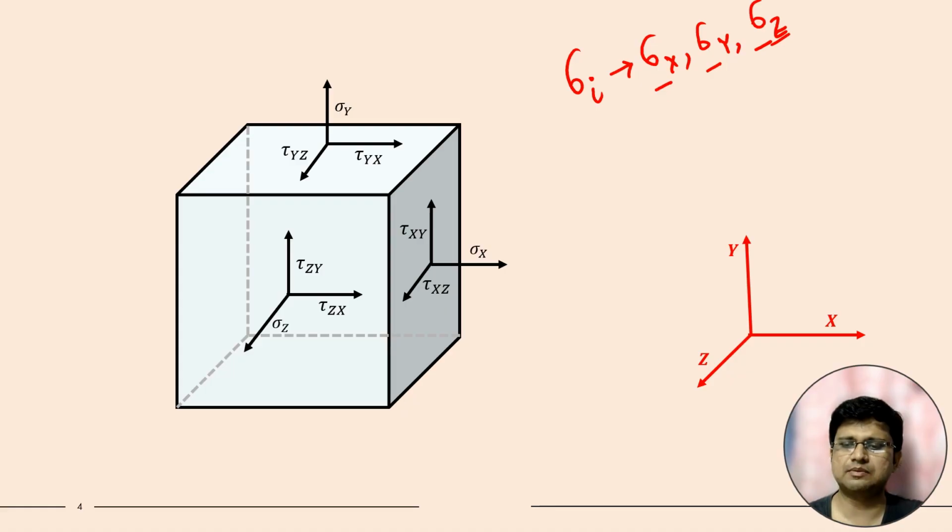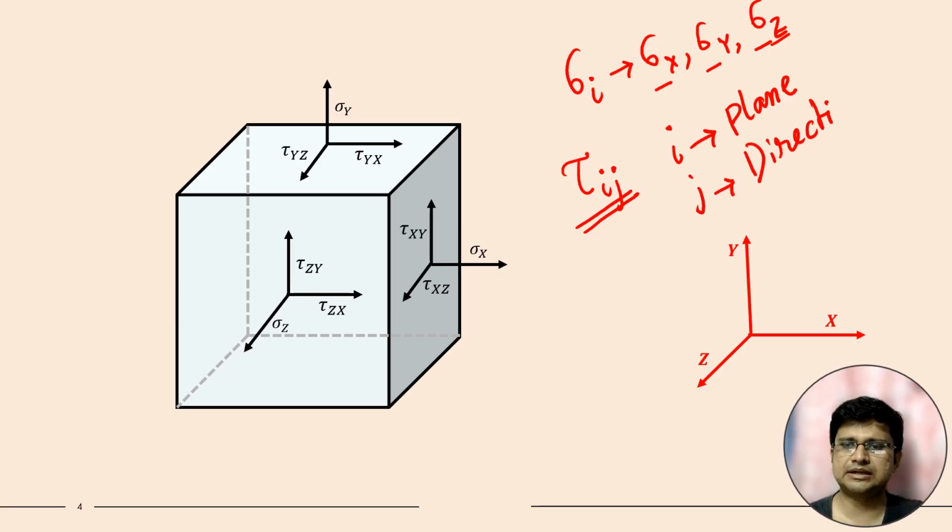But what about the shear stress? What about the shear stress tau ij? This is very important. What is i and what is j? Shear stress will always be denoted by this type of term, tau ij. So what is i and what is j? i is the plane, and j is the direction. This we have to remember: i is the plane and j is the direction.